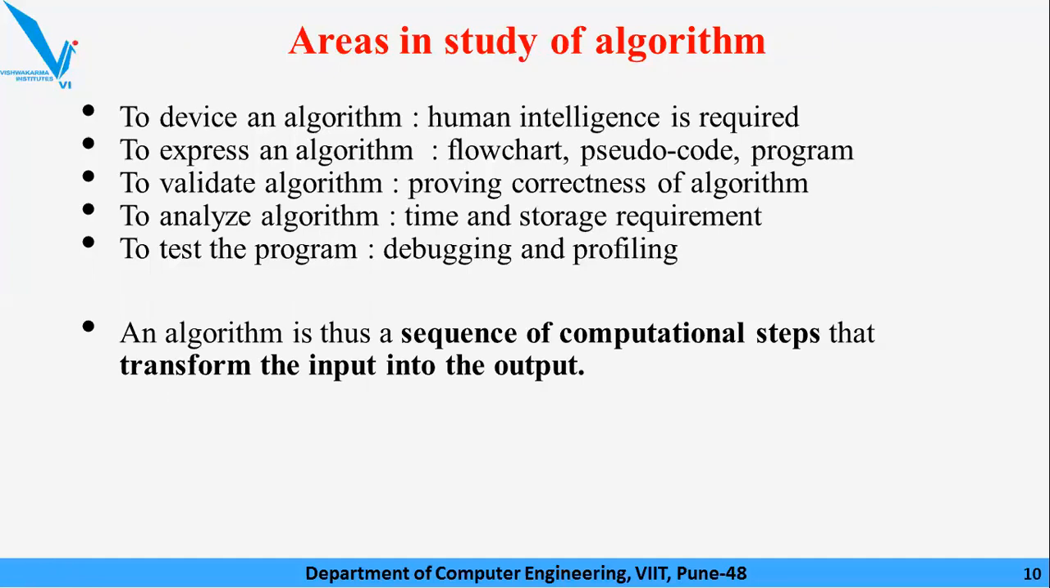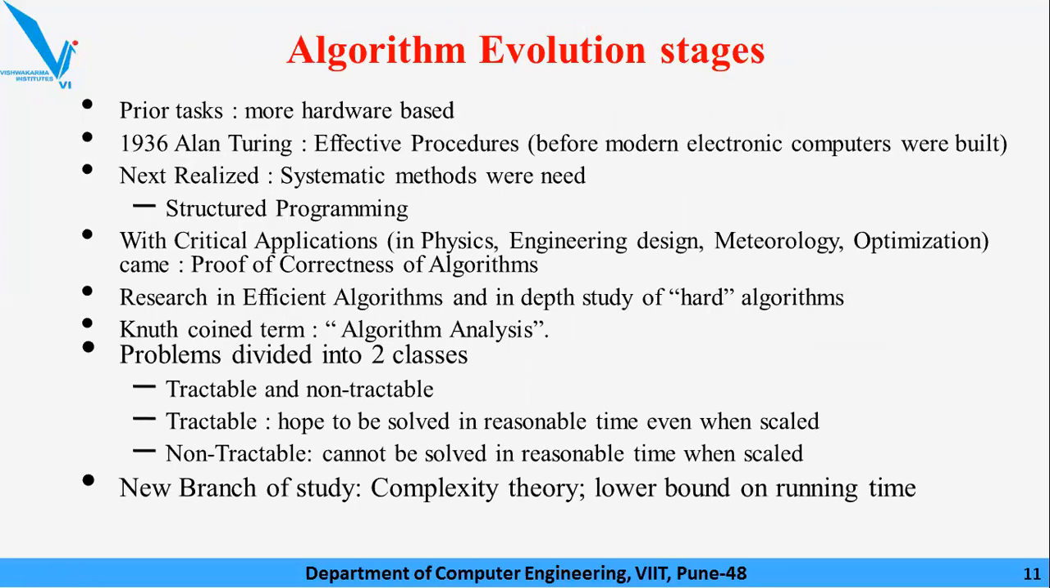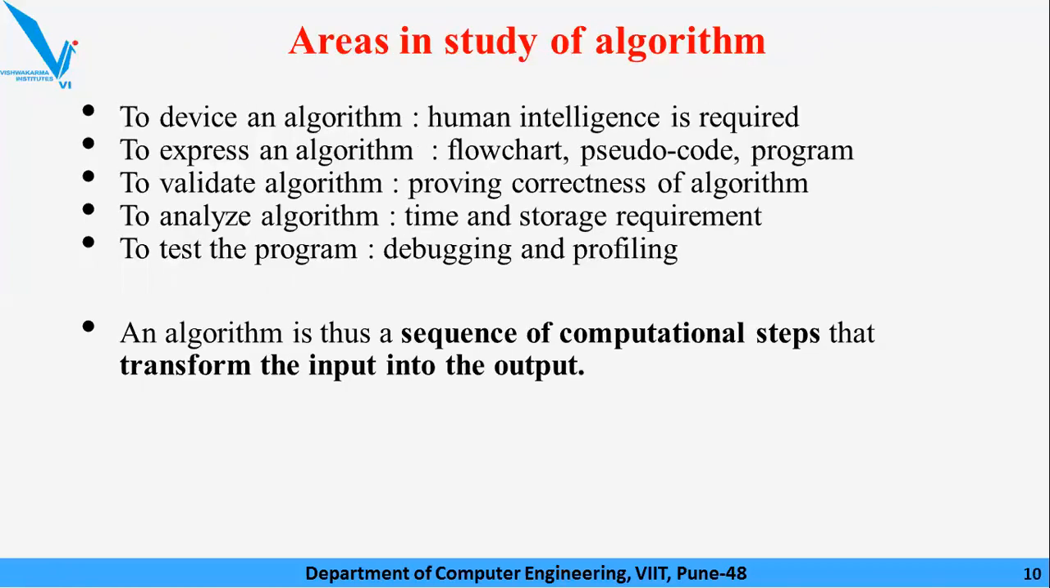And the last step is the testing of the algorithm, that is, debugging and profiling. You must be aware of these two terms, debugging and profiling. An algorithm is thus a sequence of computational steps that transform input into output. So this is all about the algorithm. It is very easy to understand. In the next lecture, we will see how the evolution of algorithm can be studied. Thank you.